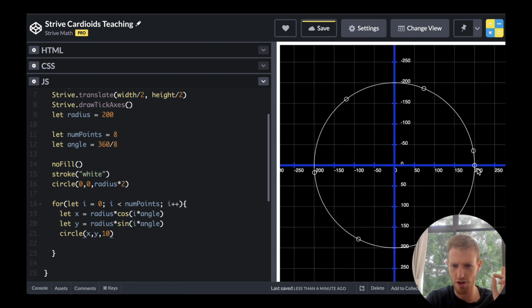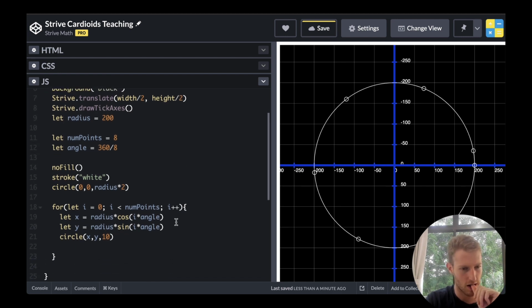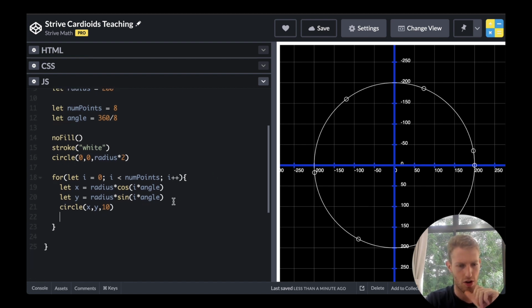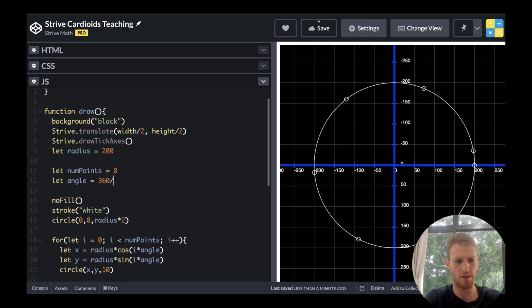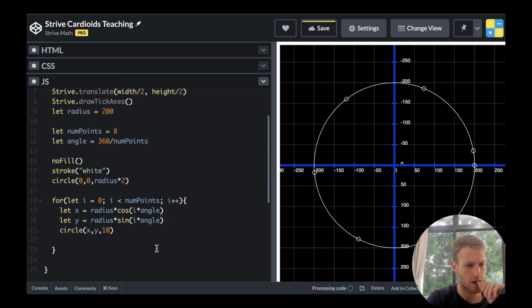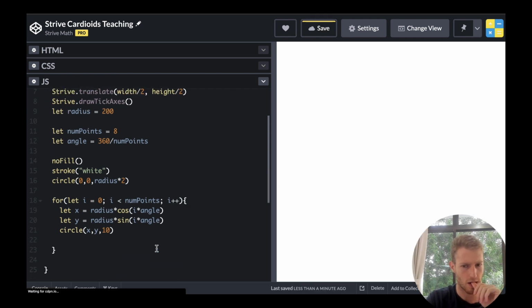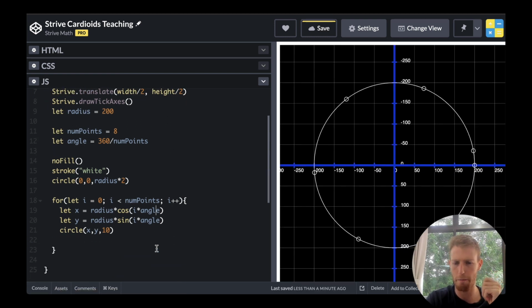Perfect. And we get our circles. Why are we getting a weird circle over here? Something's a little bit weird here. You can see that these two circles are acting quite strange. Let's check 360 and make sure num points. That won't make a difference.